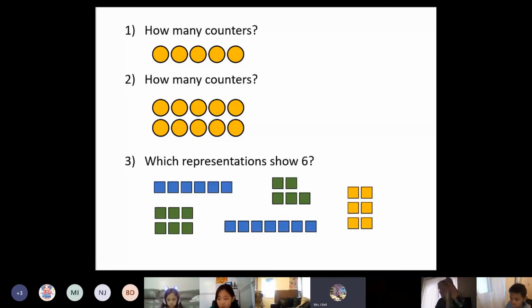So in number 1, obviously you can see that there are 1, 2, 3, 4, 5 counters. Now, I shouldn't have to count them in ones because when I look at them, I know straight away that there's 5. Number 2, there's now 2 rows of 5. Remember, we've talked about rows and columns before. There's 2 rows of 5, so there's 10 altogether. And in number 3, you can see the representations. Cara was correct.